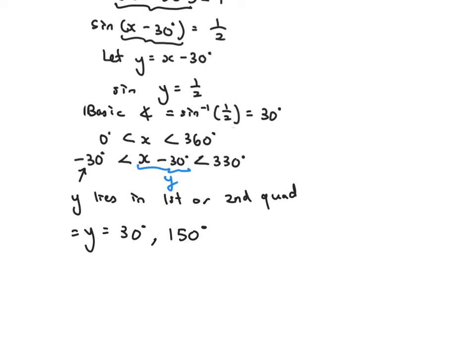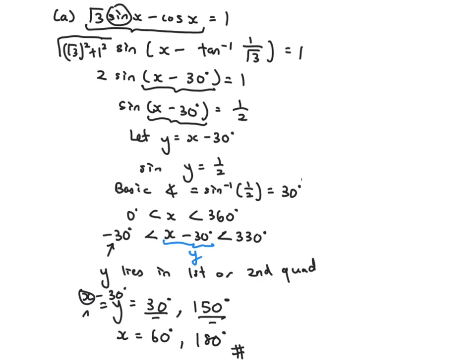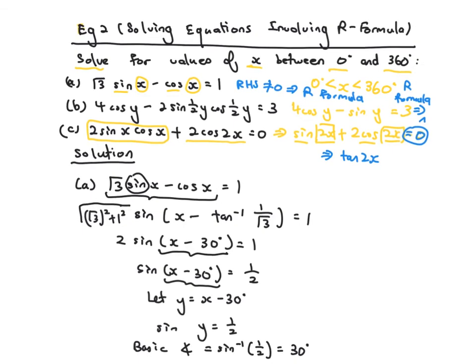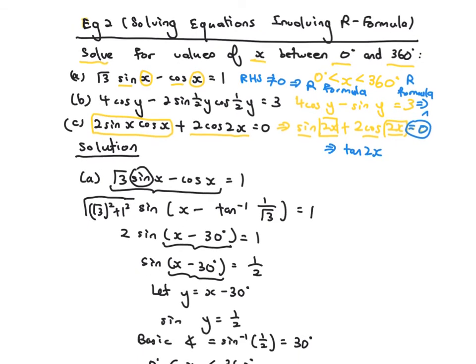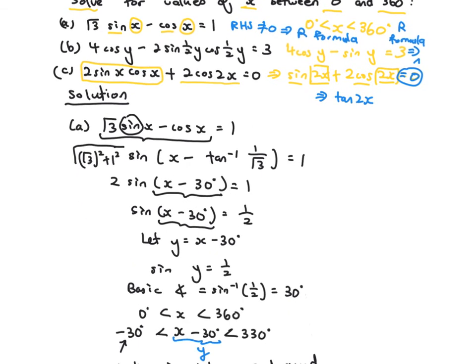So equating y as x minus 30 degrees, I will then get x by adding 30 on both sides of the equation. Adding 30, you get 60. Adding 30, you get 180. And there you go, you have solved the equation using our formula. Now part B, I'll leave you to solve on your own. Let me go to part C.